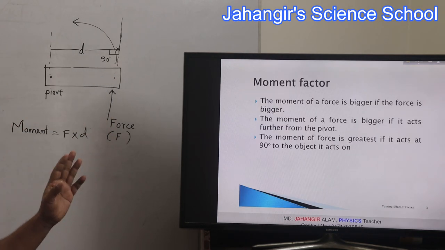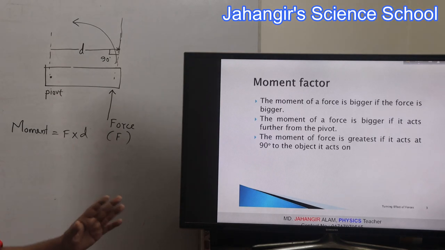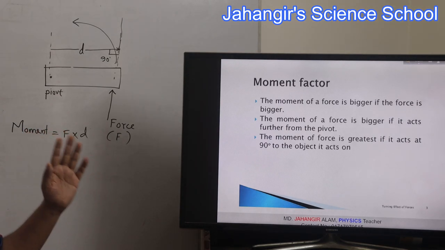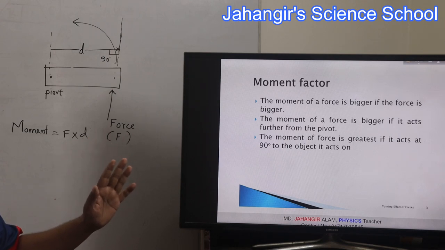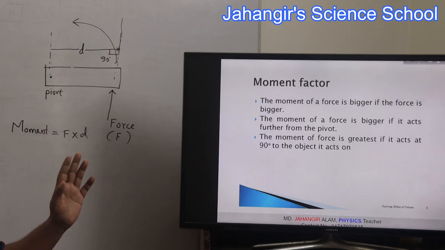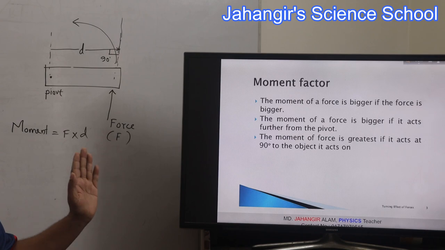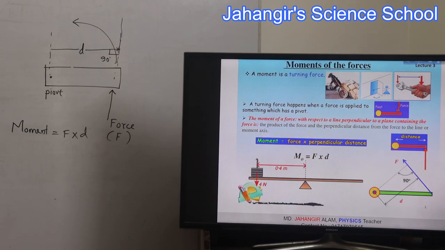So, the moment of a force is bigger if the force is bigger. The moment of a force is bigger if it acts farther from the pivot. The moment of a force is greatest if it acts at 90 degrees to the object it acts on.